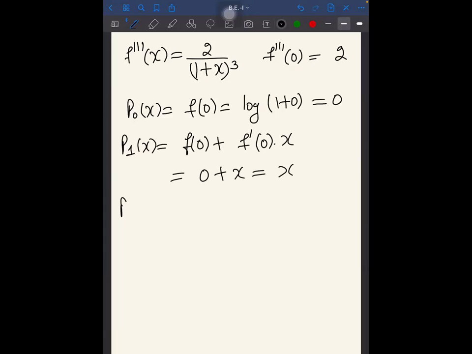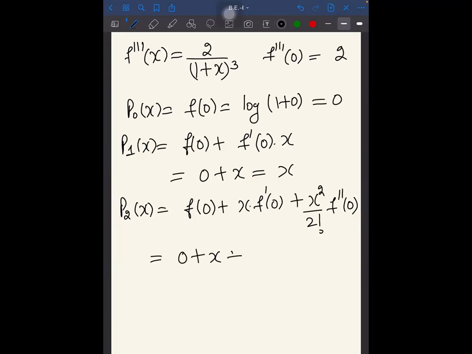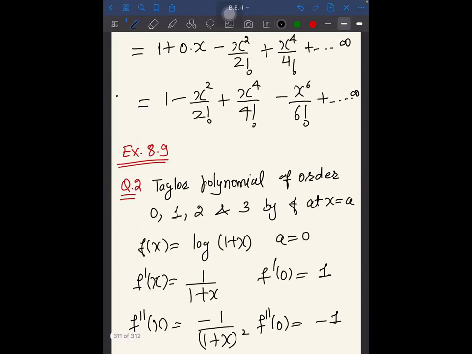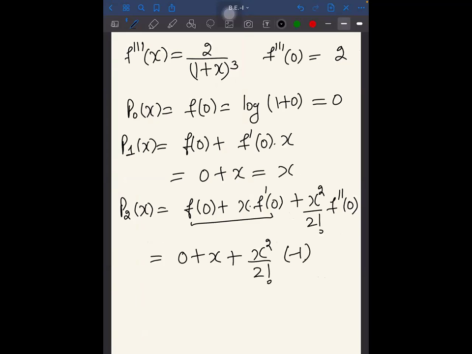Now you want to find out P2x. This will contain three terms: f0, x times f dash 0, and x square by 2 factorial times f double dash 0. So f0 is again 0, the first part we have already calculated is x, plus x square by 2 factorial into f double dash 0, which is minus 1. So we have P2x equal to x minus x square by 2 factorial.